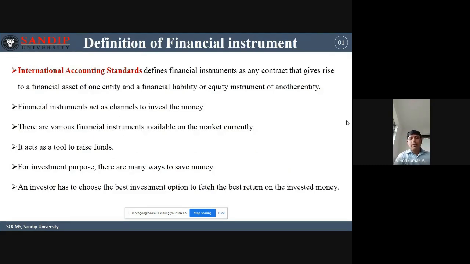Now the definition of a financial instrument: it is any contract that gives rise to a financial asset of one entity and a financial liability or equity instrument of another. Suppose I take shares worth 2 million. So one will get the asset and one will get the liability. Suppose Mihir will get the asset and I have to pay the liability.